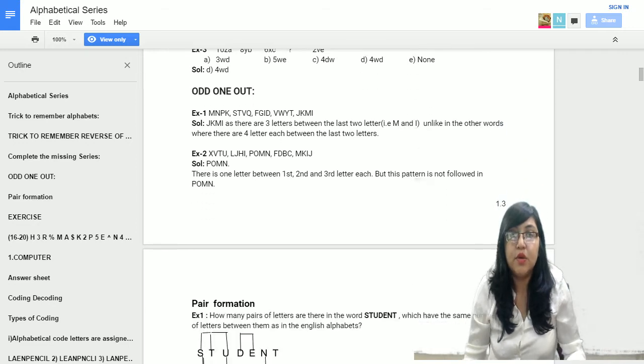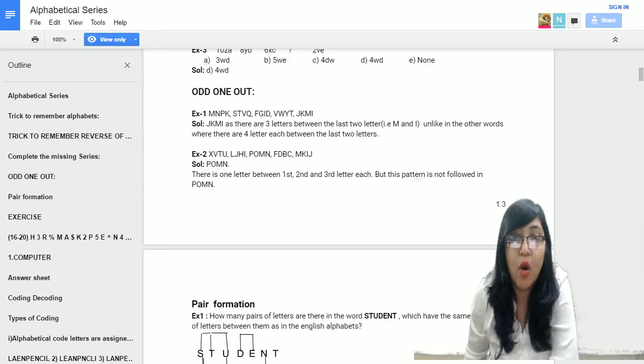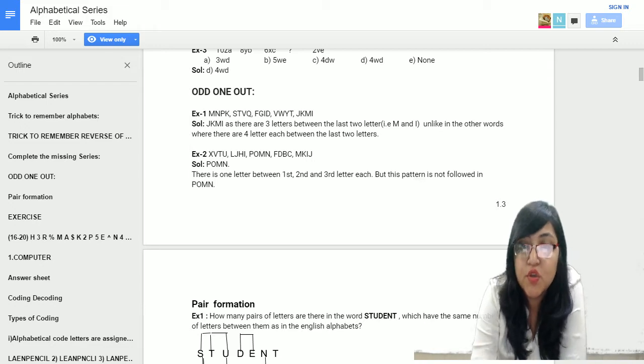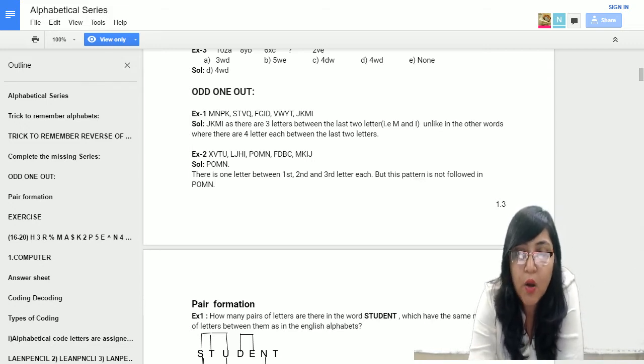Okay, so you might be asked for the odd one out as well. So what would be the odd one out? What is odd one out? You might have done this odd one out in your previous exams, when you were young.